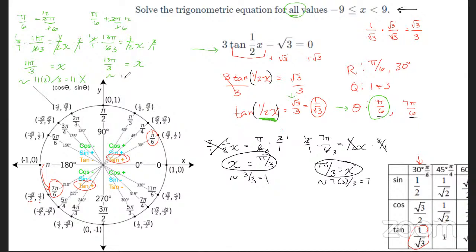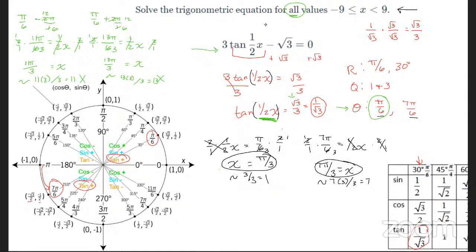So estimate that to be 13 times 3 divided by 3 is going to be 13. And that is bigger than 9. So that is also outside of our domain. So the only value that works, the only x value that we can find with our reference angle of pi over 6, is going to be x equals pi over 3. This is the only one that we got for this. When we subtracted 2 pi, it was too low, outside of the domain. When we added 2 pi, it was too high, outside of the domain.